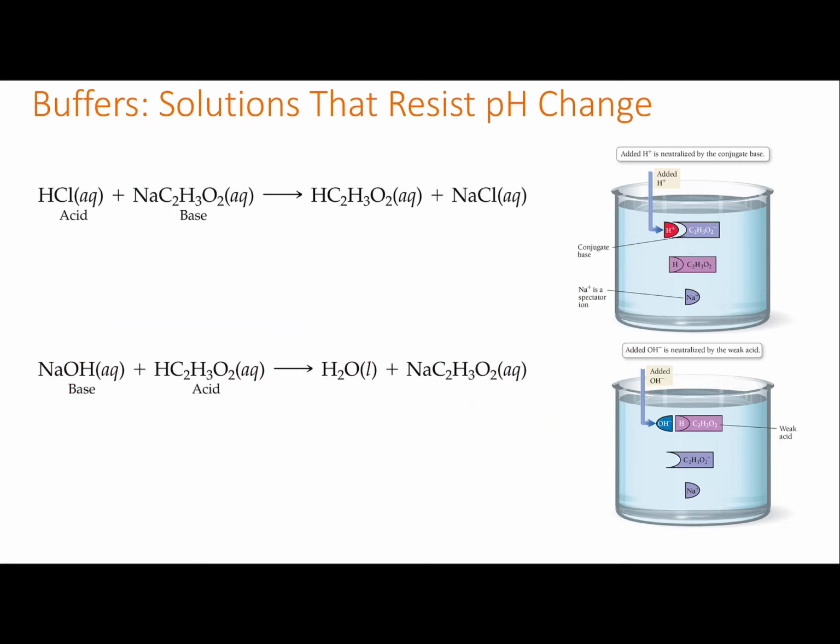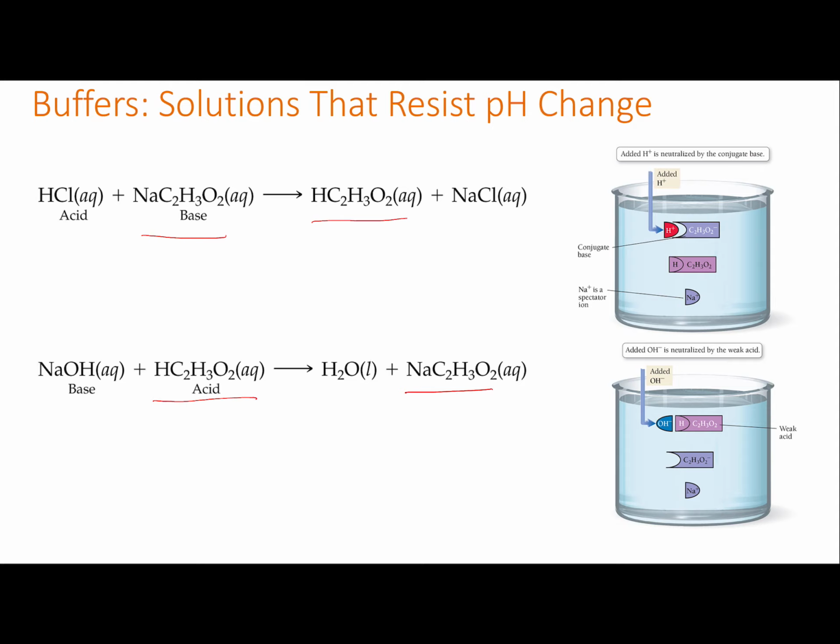And so in these two examples I'm showing you, the acetic acid, sodium acetate buffer system. So this is acetic acid right here, and this is sodium acetate. They are conjugate acid and base. Again, acetic acid, sodium acetate, conjugate acid and base. But in different circumstances, they can act as different buffers.